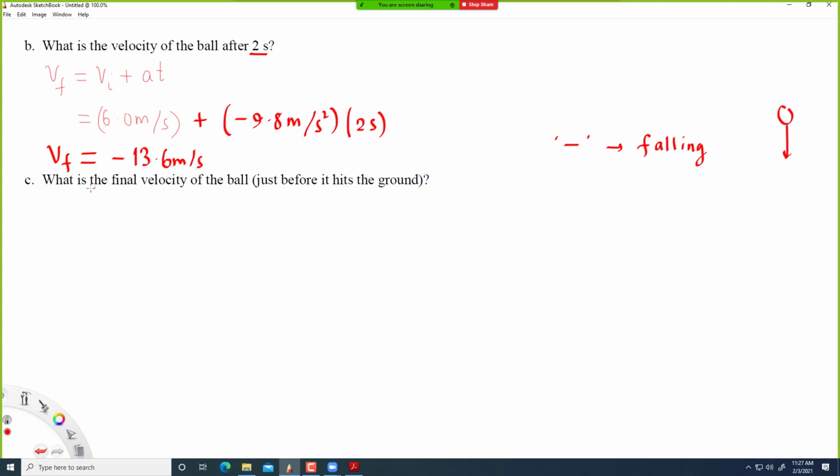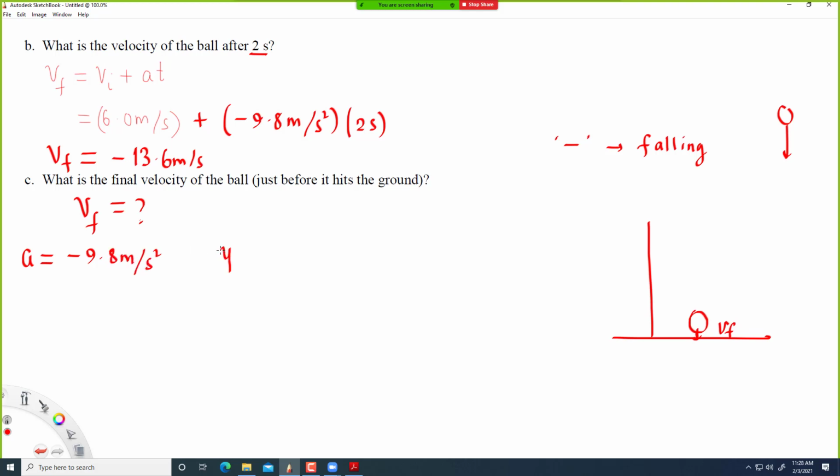The next part: what's the final velocity of the ball just before hitting the ground? So you have the ground here. Just before hitting the ground, what's Vf? We know a is negative 9.8 meters per second squared.